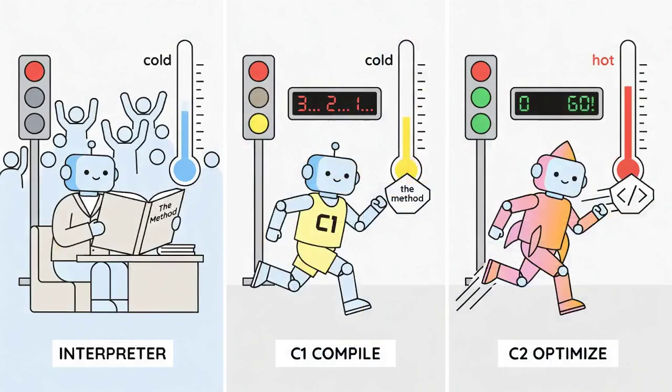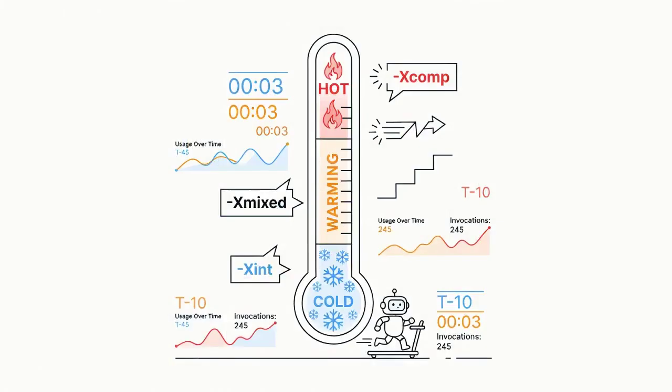This is why tiered compilation, the default mode triggered by Xmixed, is the real genius. Every method starts its life in the cheap interpreter, so you get instant startup. Once a method gets hot, meaning it's been called enough times or sits inside a hot loop, the C1 compiler steps in to compile it to optimized native code. Later, if it stays hot, C2 takes over with even deeper optimizations. Best of both worlds.